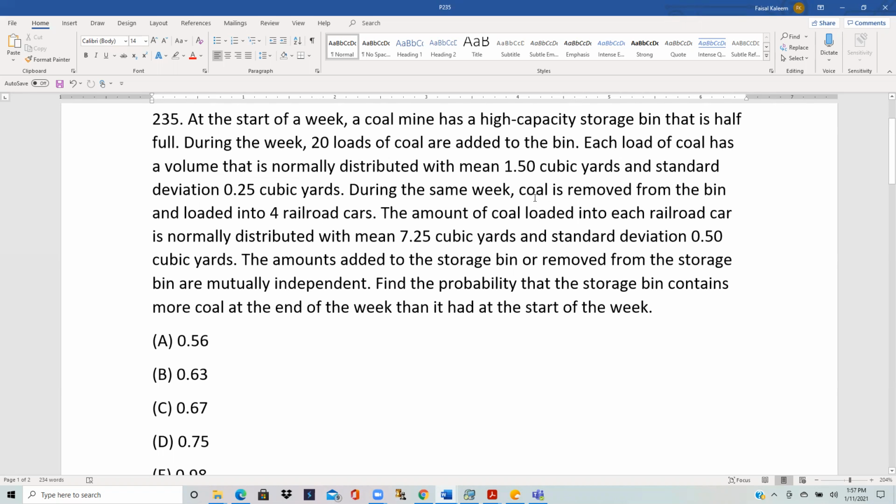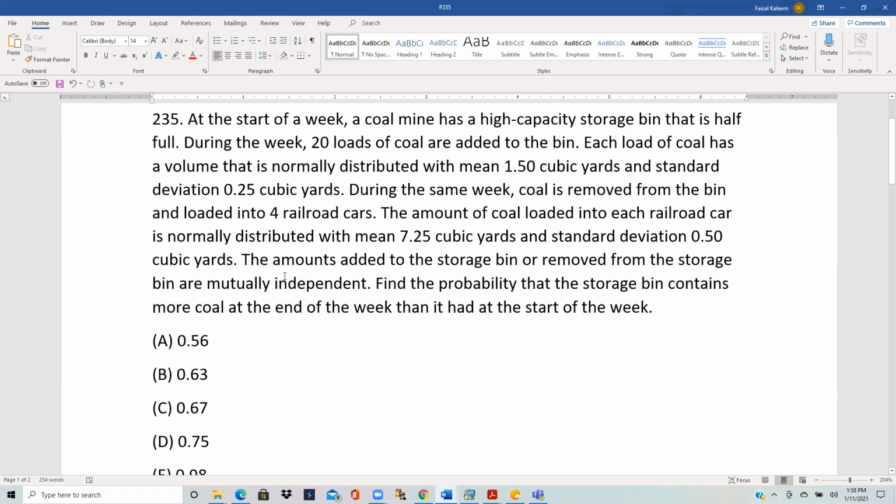During the week, coal is removed from the bin and loaded into 4 railroad cars. The amount of coal loaded in each car is normal with mean 7.25 and standard deviation 0.5. The amounts added to the storage bin or removed from the bin are mutually independent.